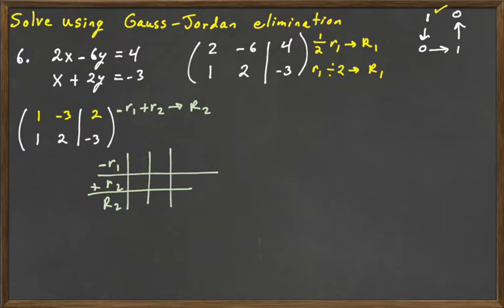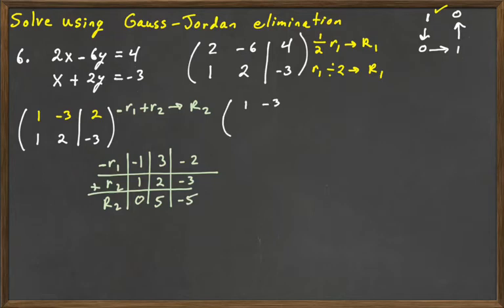Okay, so negative 1 times 1 is negative 1. Negative 1 times negative 3 is positive 3. And negative 1 times 2 is negative 2. And that's our negative row 1. We're going to add to that row 2, which is 1, 2, and negative 3. And then we're going to go ahead and add. So we get 0. Negative 1 plus 1 is 0. 3 plus 2 is 5. And negative 2 plus negative 3 is negative 5.